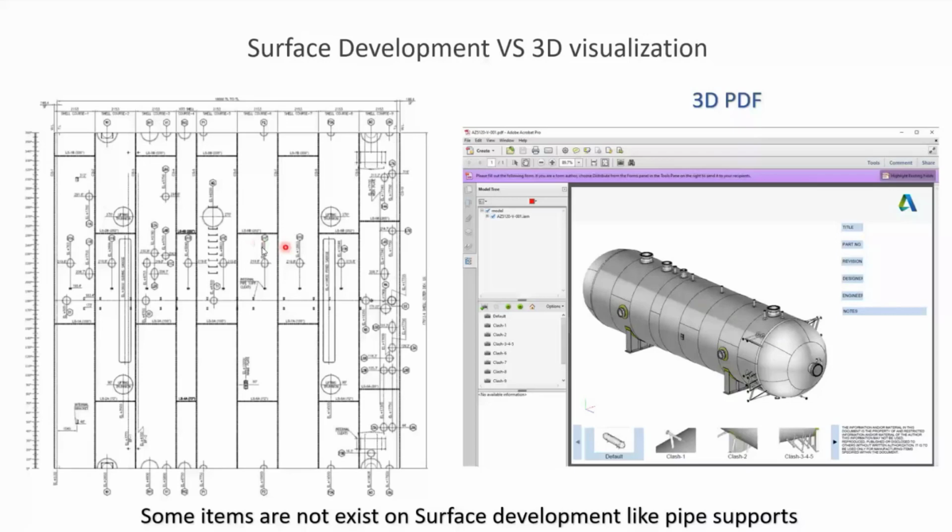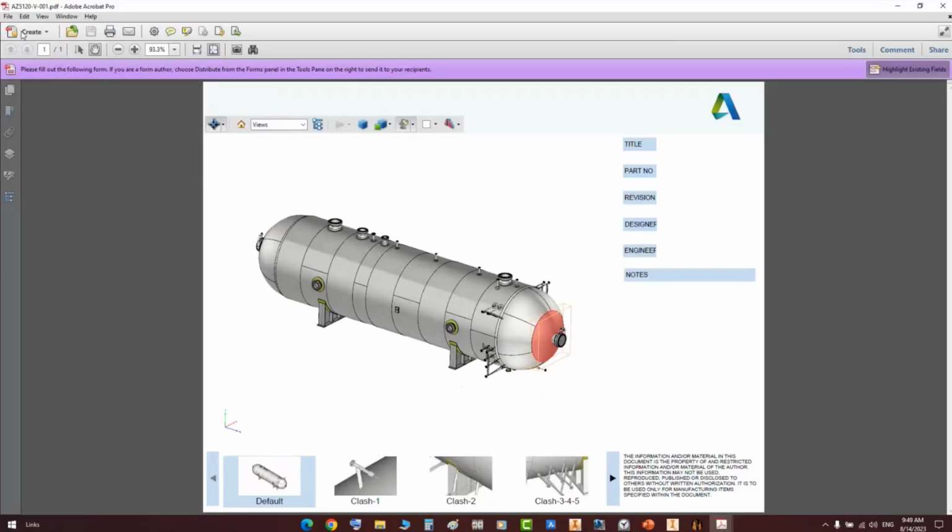So how to make 3D visualization and how to import a 3D model from SEG into this Inventor here. For example, you can export your model in a PDF. As you can see, it's a PDF file.